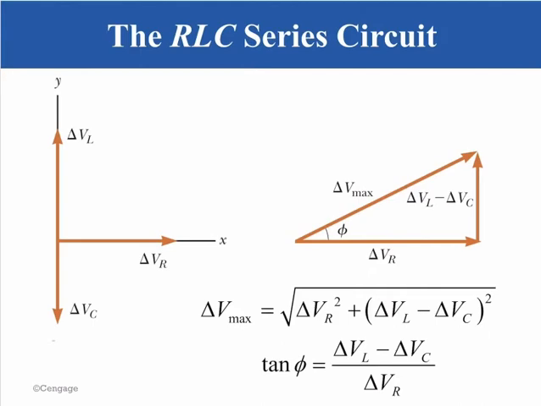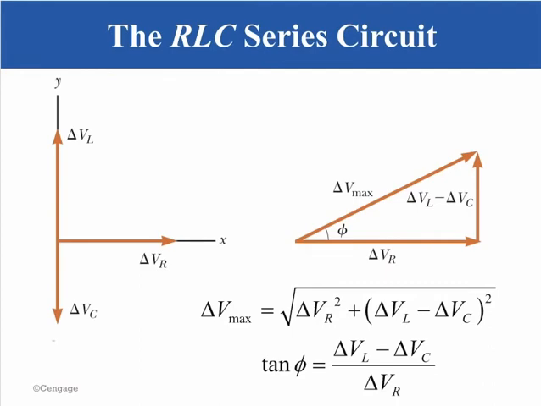In the figure on the left, delta VR is horizontal and to the right because it is in phase with the current, and delta VL is represented by a phasor along the positive y-axis because it leads the current by 90 degrees. Delta VC is along the negative y-axis because it lags the current by 90 degrees. Now let us add the phasors as vectors, as shown in the right hand figure.